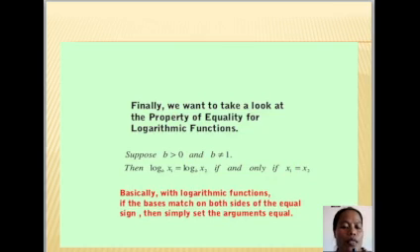Finally, we want to take a look at the property of equality for logarithmic functions. Suppose b is greater than 0 and b is not equal to 1, then logarithm of x sub 1 to base b is equal to logarithm of x sub 2 to base b if and only if x sub 1 is equal to x sub 2. So basically, with logarithmic functions, if the bases match on both sides of the equal sign, then simply set the arguments equal.